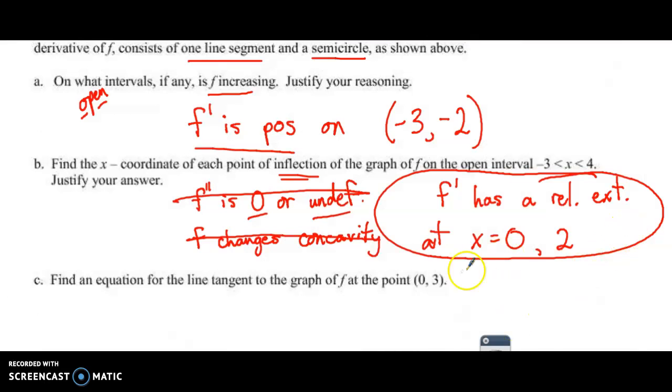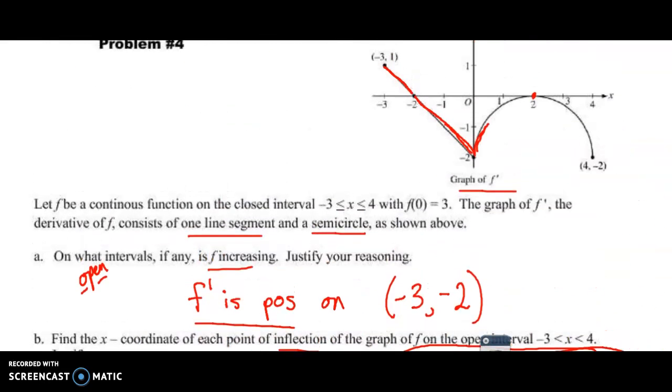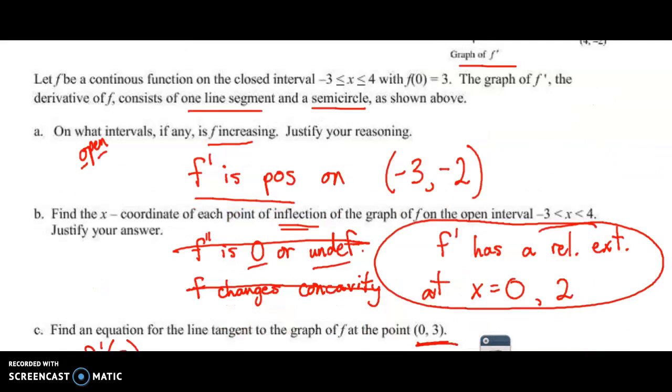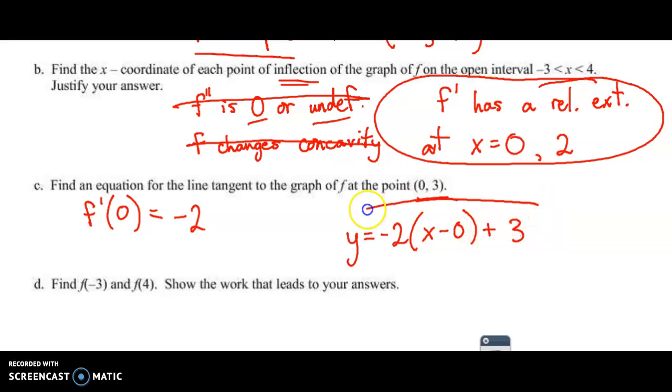Let's go back. Remember the equation of a tangent line, you need the slope. So I would write down kind of this notation, f prime of 0. It's really what we care about. So f prime of 0 is -2. So now we can quickly come up with the tangent line. Y equals the slope. Now you can leave it as x minus 0, but minus 0 is not going to change the value of it, and then plus 3.